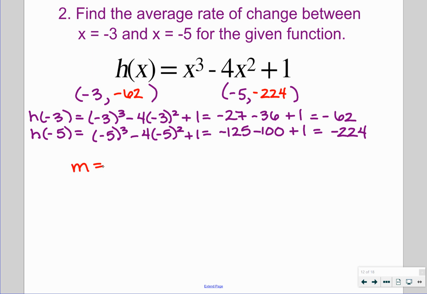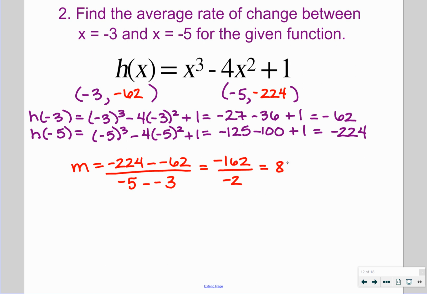y2 minus y1 over x2 minus x1. -224 minus -62 over -5 minus -3. And what does that give me? -162 over -2, so positive 81 is my answer. Okay. Any questions on that one?